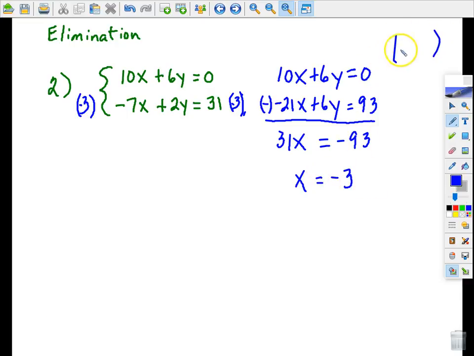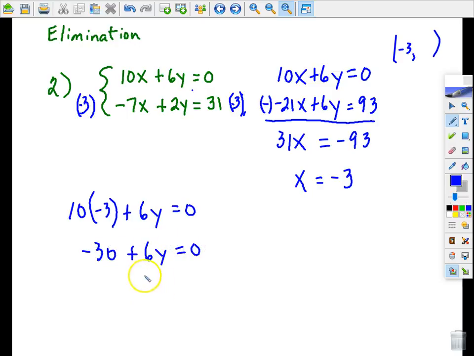So we got half the answer. We got the x coordinate of this. If we were graphing, the point of intersection would be negative 3 something. Well, let's figure out what the y coordinate is for our answer. And again, it doesn't matter which of these equations you choose. I'm just going to go with the top one. So I'm going to input negative 3 for x and solve for y. Negative 30 plus 6y is 0. Add 30 to both sides and divide by 6 on both sides, and we got the other part of our answer, our solution.